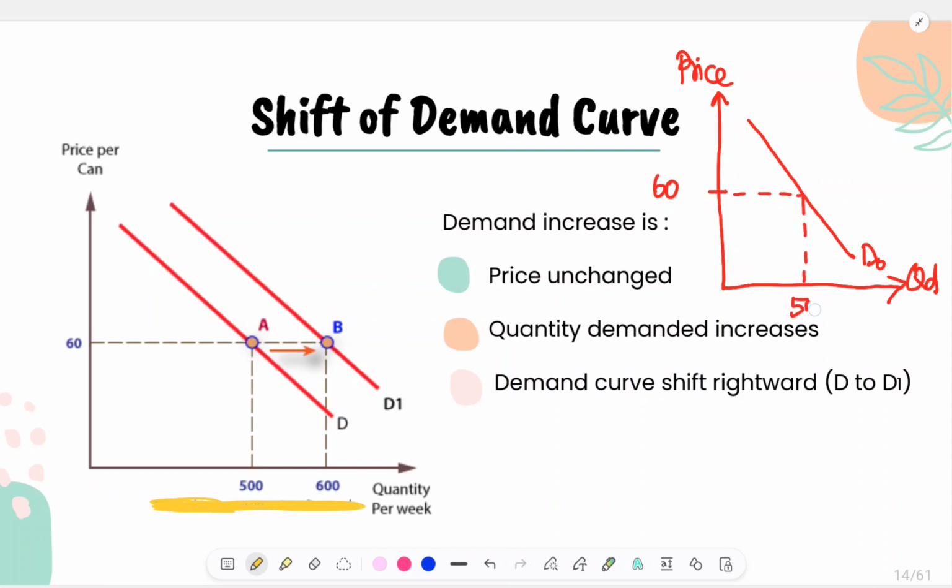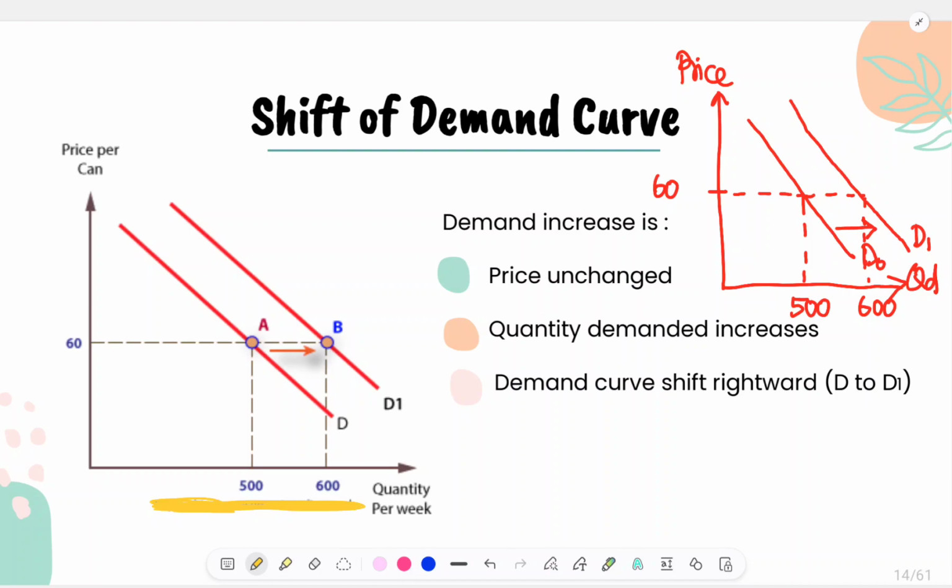demanded is 500 units. With the same price, suddenly, the quantity increased to 600 units. This new point will create a new demand curve and we label it as D1, with an arrow. So our demand curve shifts rightwards. The demand increases by an increase in the quantity demanded, but the price is unchanged.